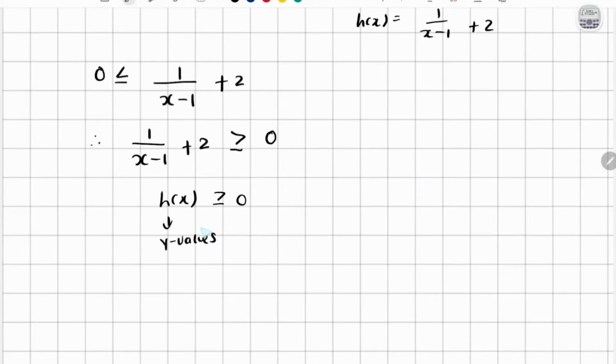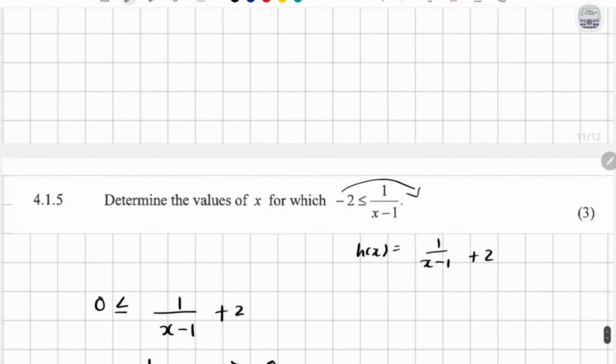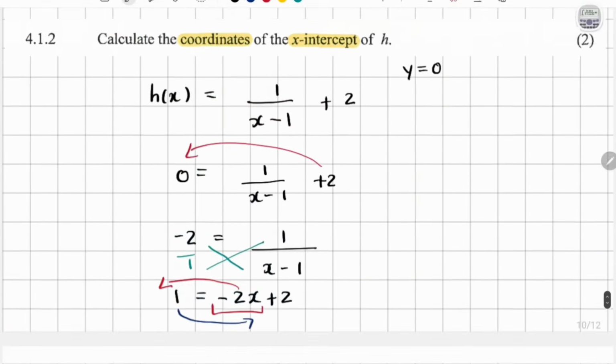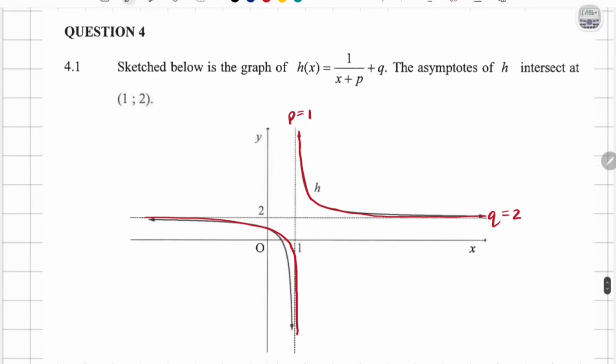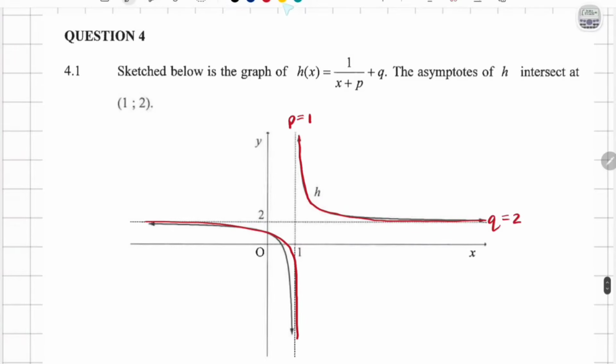So we're just looking for where the y values are either greater than or equal to 0. If we look at the graph, where are the y values greater than or equal to 0? Looking at the y-axis, because they're y values, the y values that are greater than or equal to 0 start here at 0, and then there's everything above. These are all y values greater than 0, and this is a y value equal to 0.